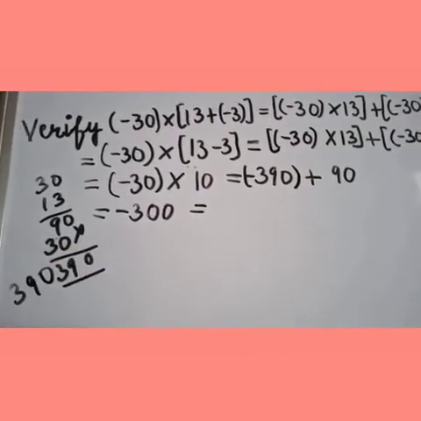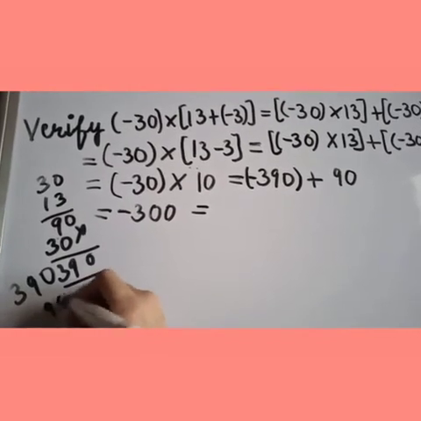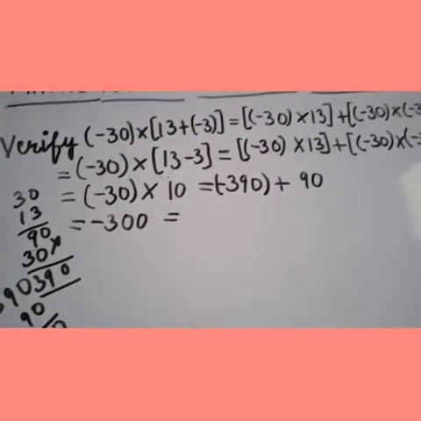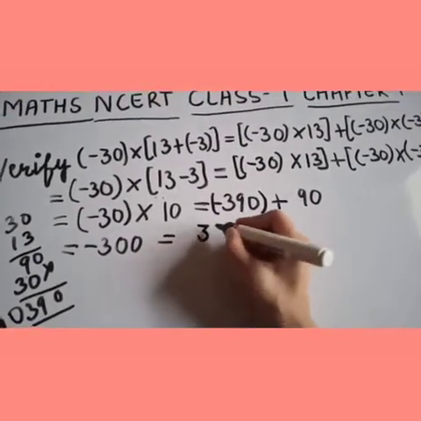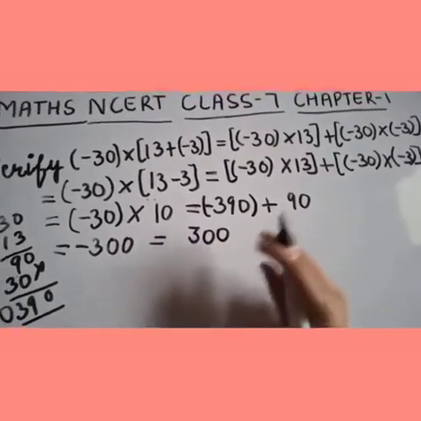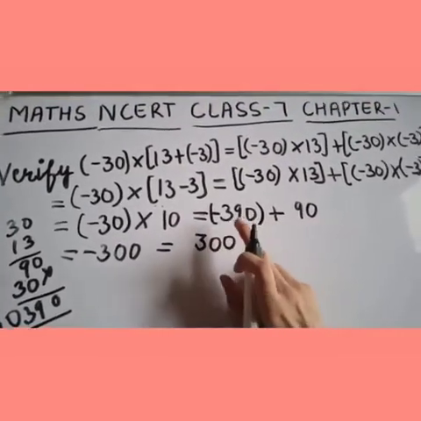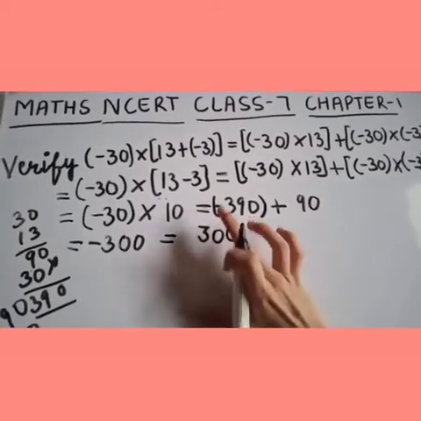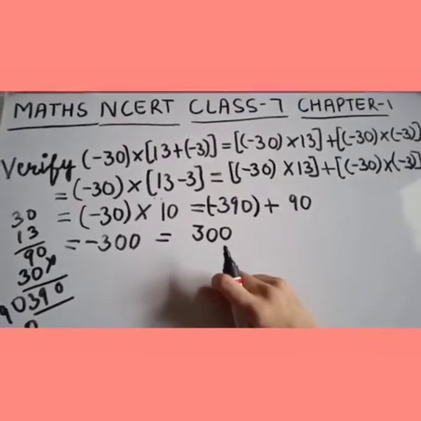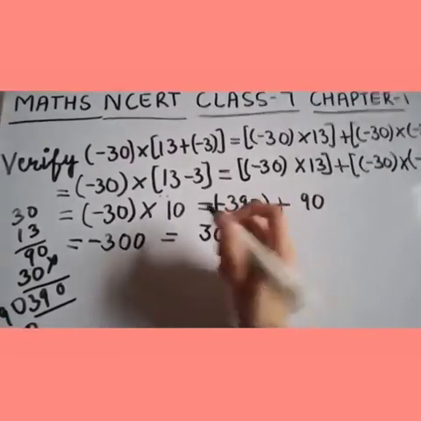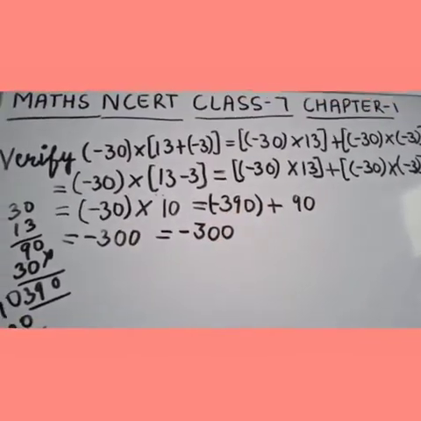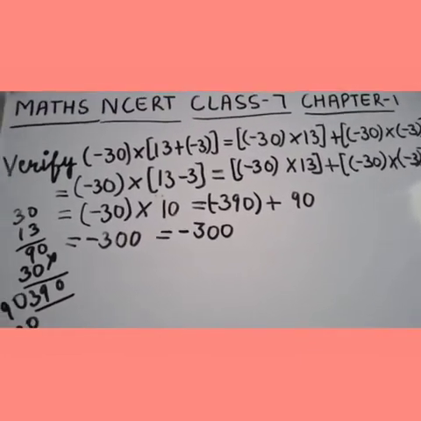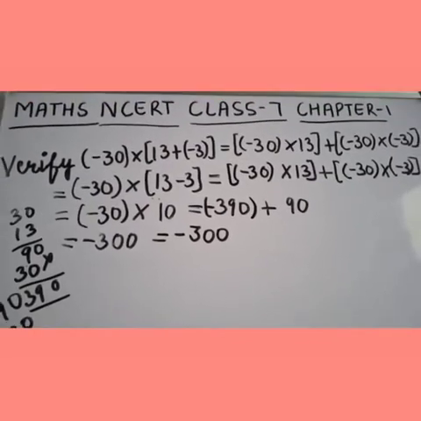390 minus 90 is 300. So you will write 300 over here. Is 90 big or 390 big? It's 390 big. So the sign of 390 is minus. So we will put the minus sign over here by following the Big Brother rule. So this was example number 3 of chapter number 1.